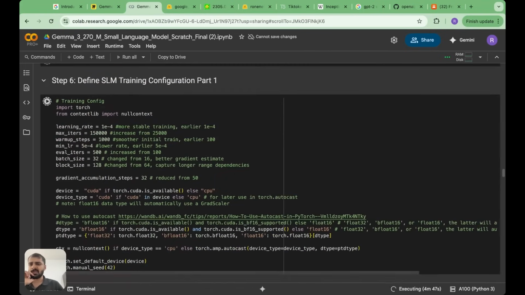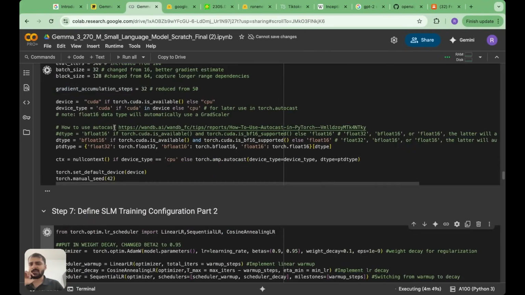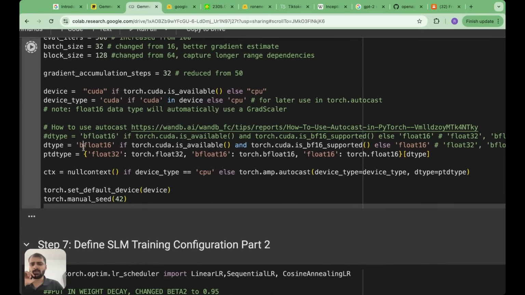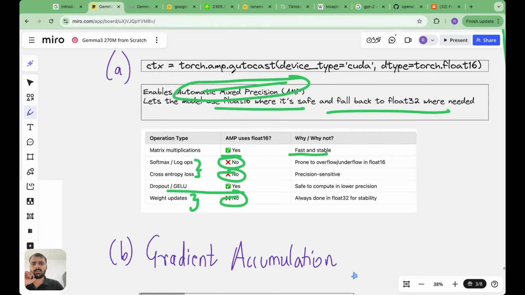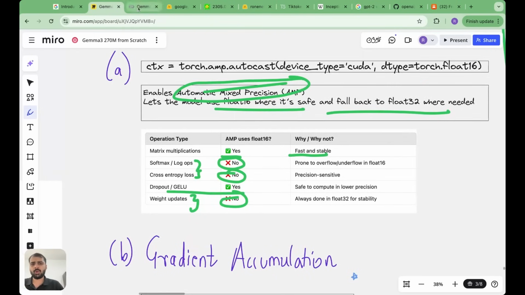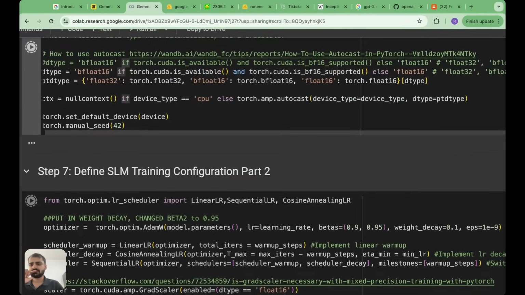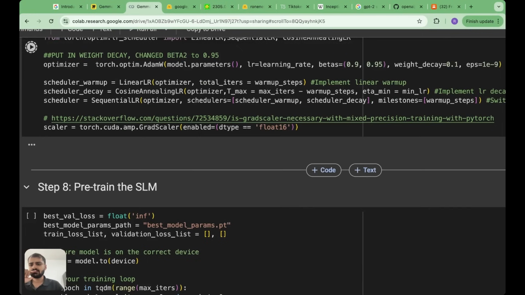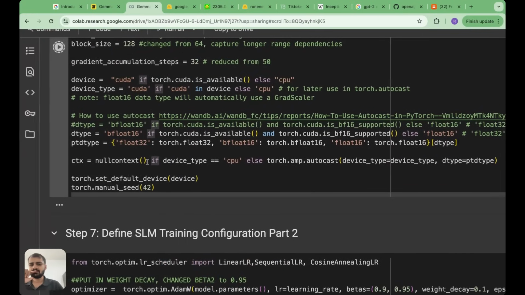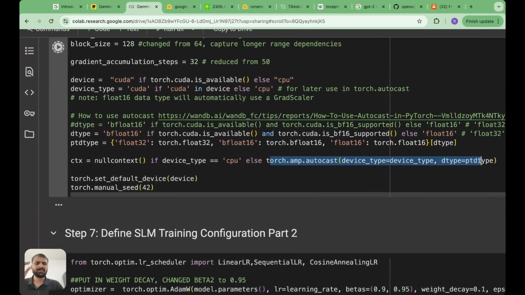So if you scroll down in the code, when you come to step number 6, the SLM training configuration, you will see that we are using this mixed precision framework over here. And it's called torch.amp.autocast. So if you see over here, this is where we are actually using that mixed precision framework.